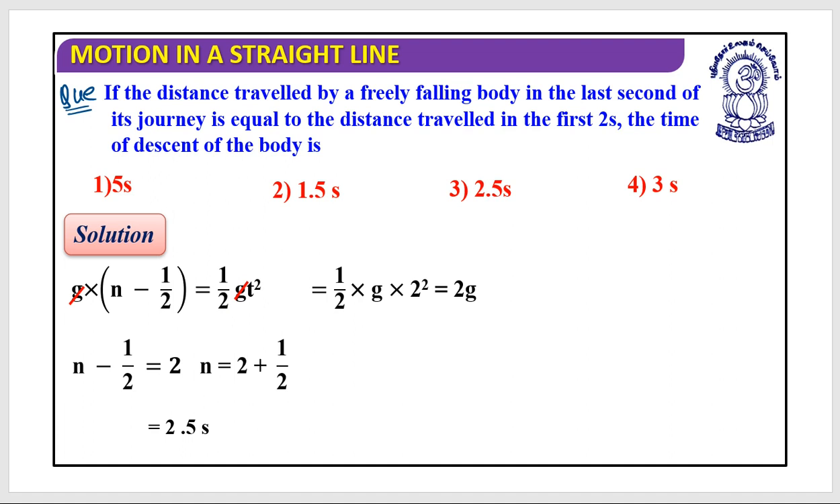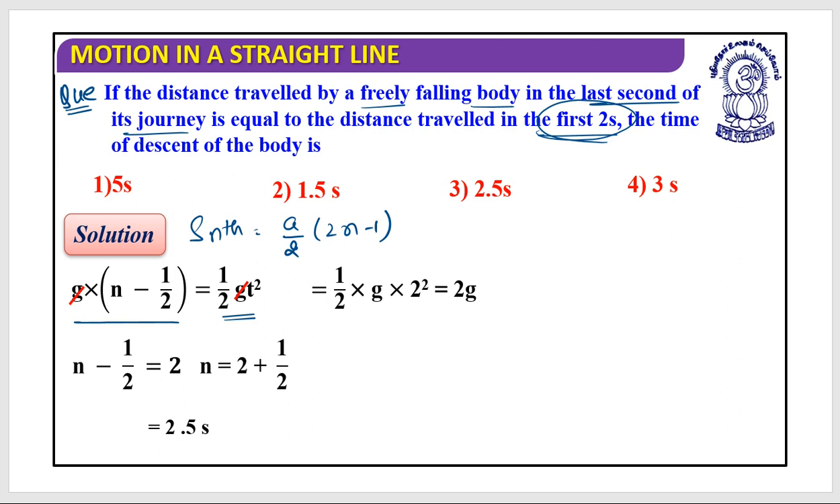What they have given is: if the distance traveled by a freely falling body in the last second of its journey is equal to the distance traveled in the first 2 seconds, what is the time of descent of the body? You require the total time. So you need to find the distance traveled in the last second of its journey equal to the distance traveled in the first 2 seconds. So that is s nth. s nth is equal to a by 2 into bracket 2n minus 1, so this is g into n minus half, as its acceleration is equal to g only, and that should be equal to half g t square, the distance traveled in the first 2 seconds.